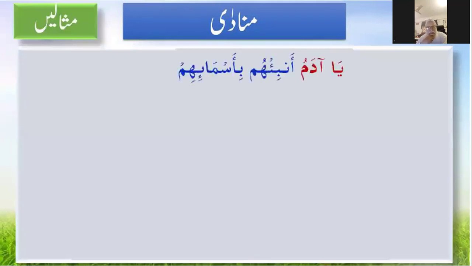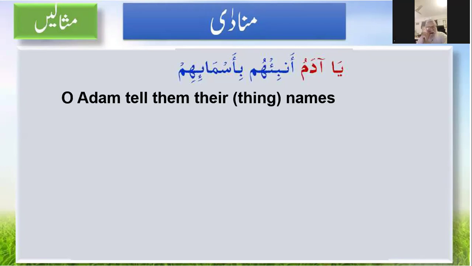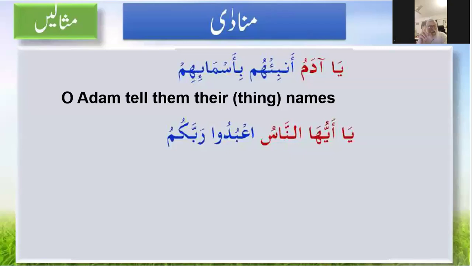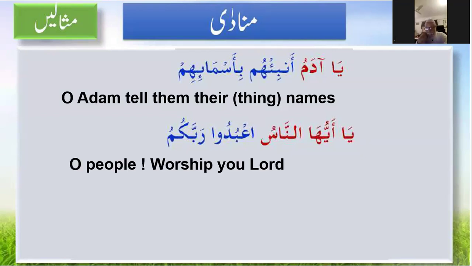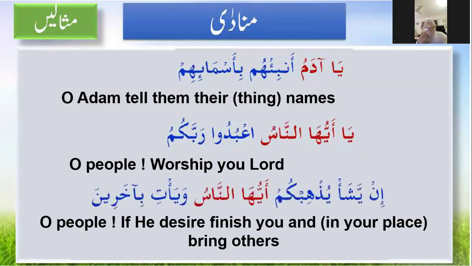Let's see the example. Ya Adamu ambihum bi asmaihim. Ya is a harf nada, followed by ism munada, that is Adamu. It's coming as a single noun, so we put it Dhamma. Ya Adam. Oh Adam, tell them their names. Ya ayyuhan nasu budu rabbakum. Ya ayyuha, harf. Munada is an-nasu. An-nasu is coming as a single word, so there is Dhamma. Oh people, worship your Lord.